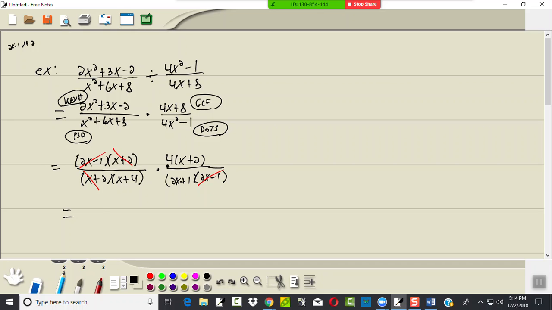So multiply the tops together, basically put them next to each other. 4 times x plus 2. Multiply the bottoms together. Again, just put them next to each other. And that would be our answer.